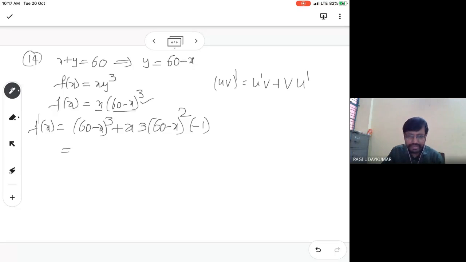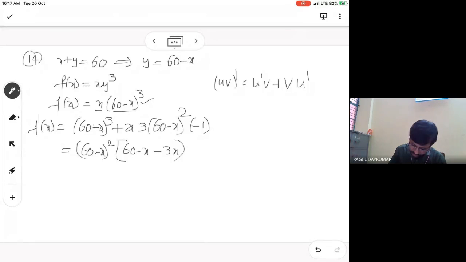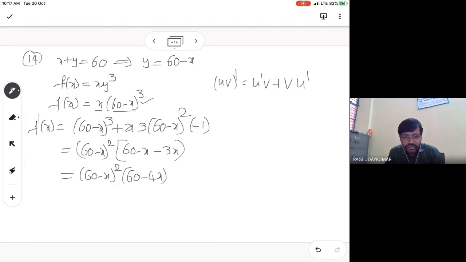You can simplify here. Simplify करना है तो (60 minus x) whole square common ले लो. इधर 60 minus x मिलेगा, इधर minus 3x. So you are going to get (60 minus x) whole square into (60 minus 4x). Okay. So from this you can find out the critical points. Critical points बाद में करते हैं, if double dash f find करो because ये use करना है ना, इसको दोबारा derivative करना है ना. So to use the second derivative test.